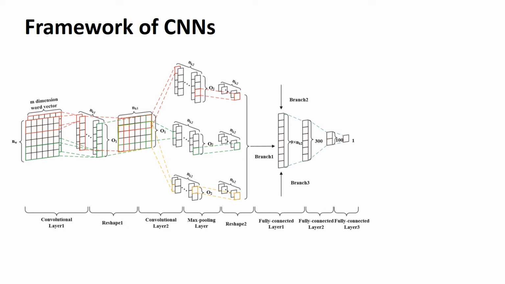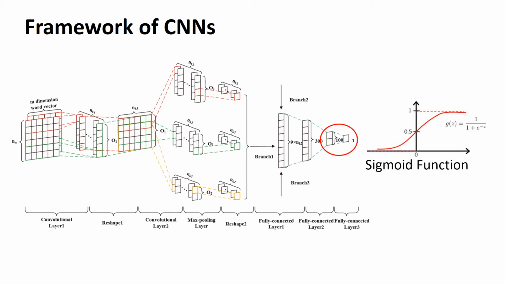We hope that the model will finally output a value between 0 and 1 to represent the probability that two bug reports are duplicate. Therefore, in the last fully connected layer, we use the sigmoid function to map the output between 0 and 1. We set the threshold as 0.5. If the output is greater than 0.5, we think that the two bug reports are duplicate. Otherwise, they are non-duplicate.